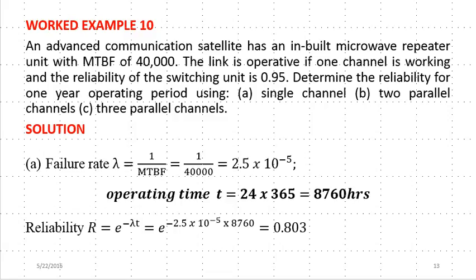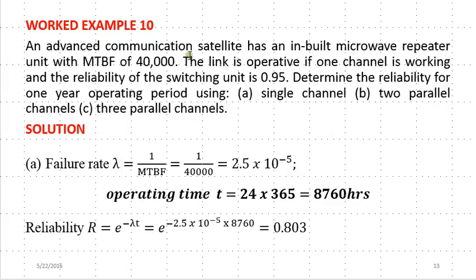The fact is that the reliability for a parallel system is much higher than that of series connected systems. Another example, question number 10 says we have an advanced communication satellite and it has an inbuilt microwave repeater, and the mean time between failure of that repeater is 40,000. The link is operative if one channel is working, and the reliability of the switching unit is taken as 0.95. Now we are asked to determine the reliability for operating for a period of 1 year when we have A, single channel, B, 2 parallel channels, and C, 3 parallel channels.